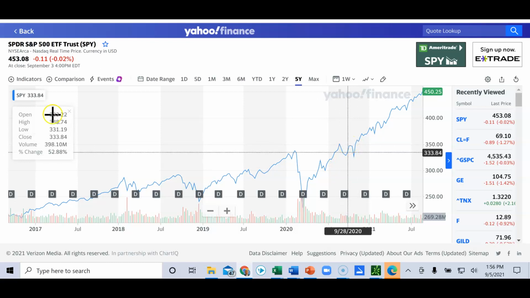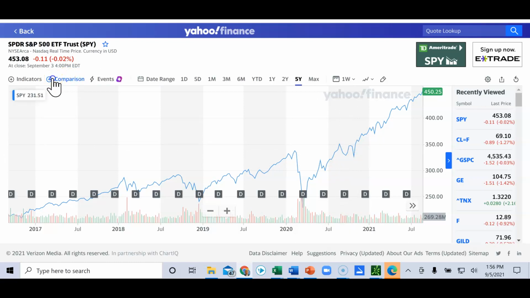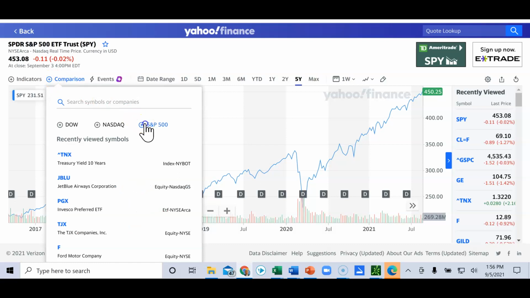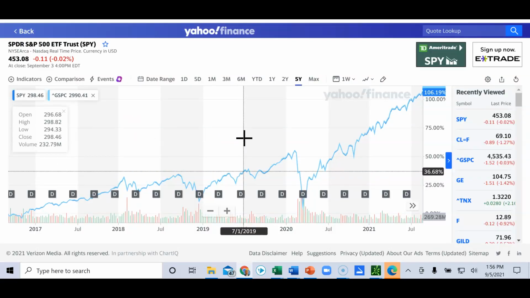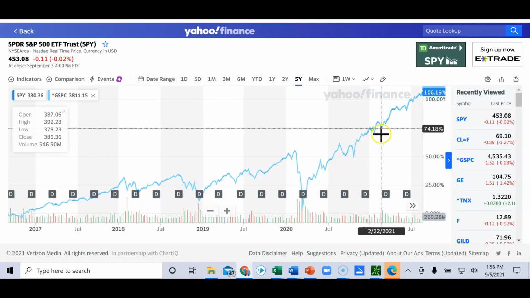But if I wanted to see how it compares with the S&P 500, if I click on it and save it, you'll see it's right on top of it, which means you cannot see the two lines, the blue line and the light blue line, because one is basically on top of the other. And the reason is that this fund is replicating the S&P 500 index. So you don't buy an index. You typically would buy a fund like SPY or other funds like that.